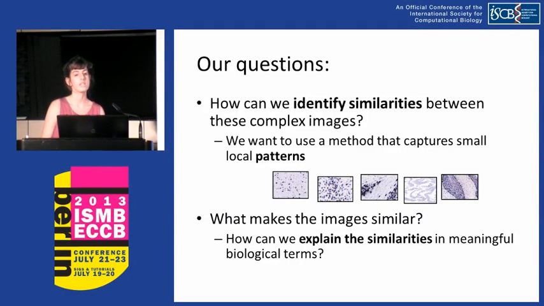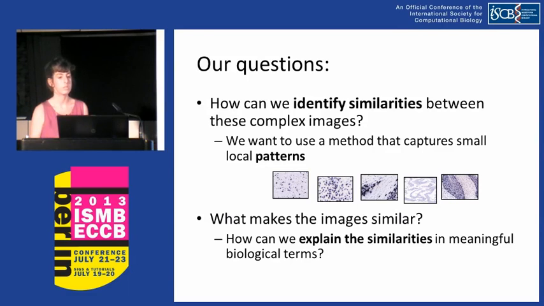The first one is, how can we identify similarities between these complex images? So we want to use a method that captures these small local patterns of expression that we discussed. Another question that we asked is, what makes these images similar to each other? Once we find the similarities, can we label them? So in a way, we want to make this problem into a more supervised problem than an unsupervised one. So our goal here is to explain the similarities in meaningful biological terms.